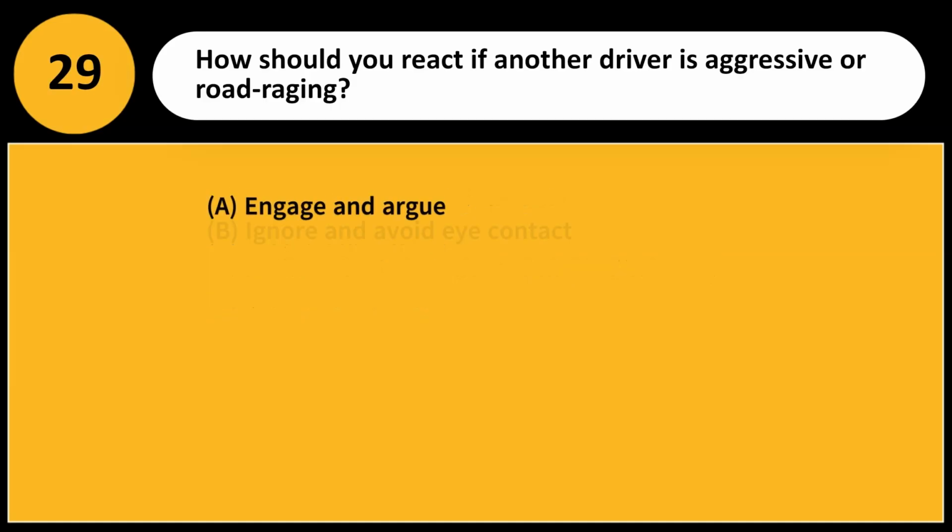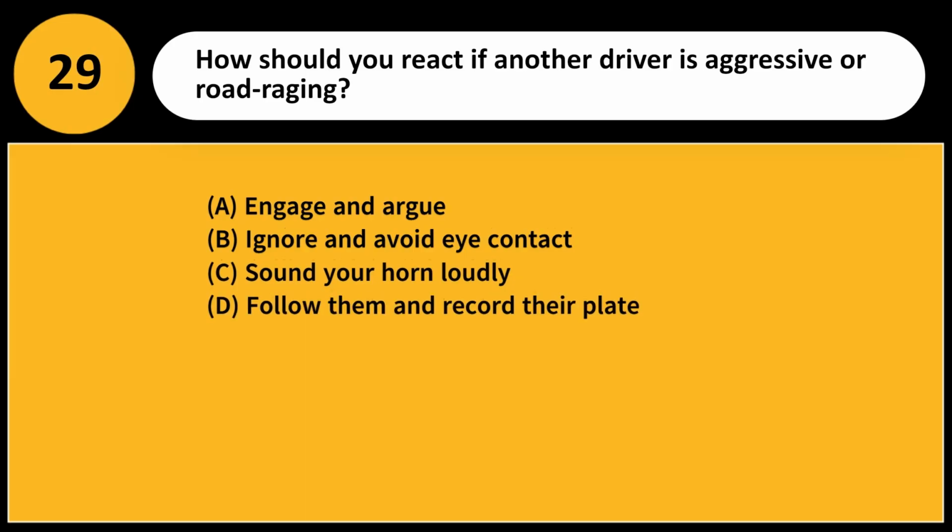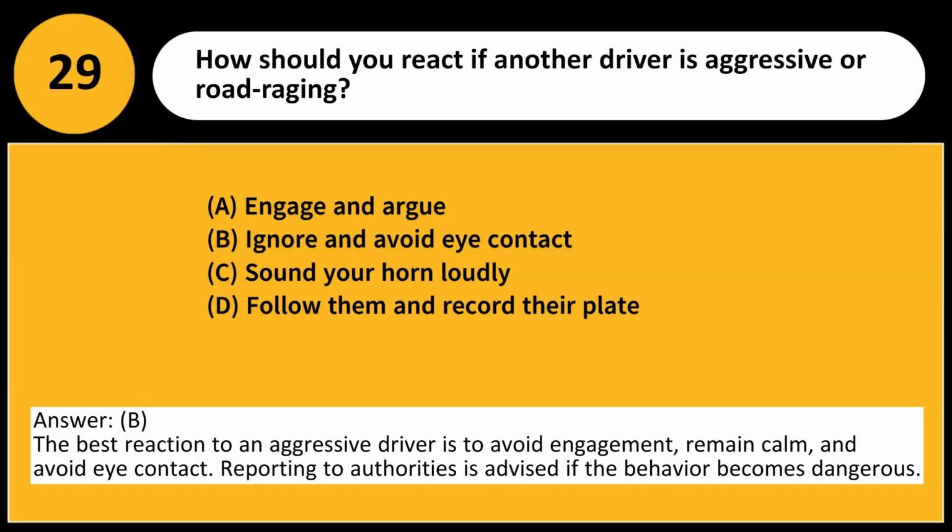How should you react if another driver is aggressive or road raging? A. Engage and argue. B. Ignore and avoid eye contact. C. Sound your horn loudly. D. Follow them and record their plate. Answer: B. The best reaction to an aggressive driver is to avoid engagement, remain calm, and avoid eye contact. Reporting to authorities is advised if the behavior becomes dangerous.